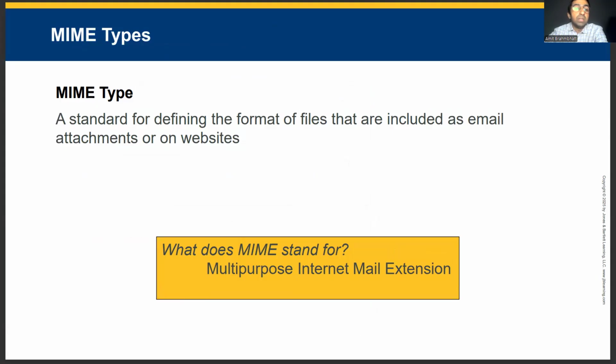MIME types define the format of files transferred via email or websites. For example, image/jpeg or text/html help receiving systems understand how to open the file. MIME stands for Multipurpose Internet Mail Extension.